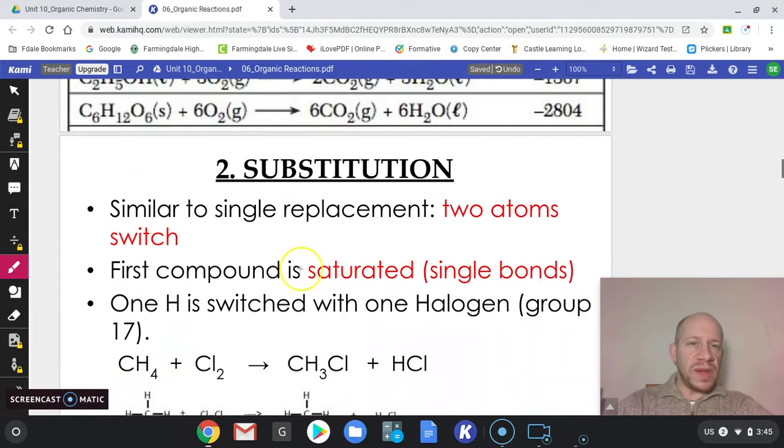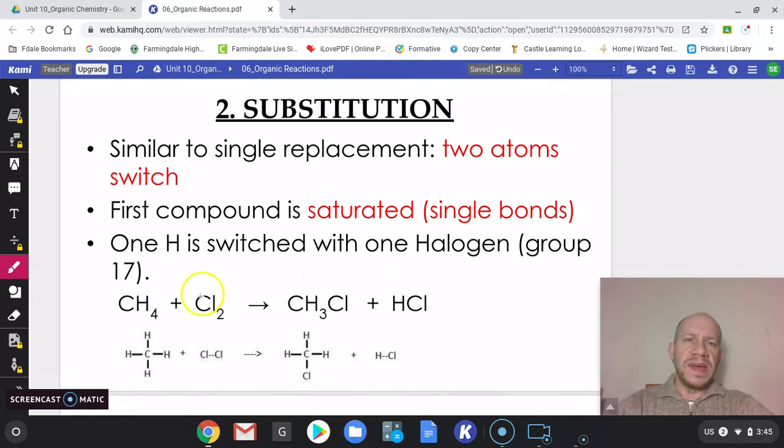The second type of organic reaction is called substitution. It's similar to single replacements, where 2 atoms are switched. The first compound is always saturated, which means it has single bonds. So you can remember all these S's. It's substitution, similar to single replacement. The first compound is saturated, which means it has only single bonds. And what usually happens is one hydrogen is switched with one halogen, which is from group 17.